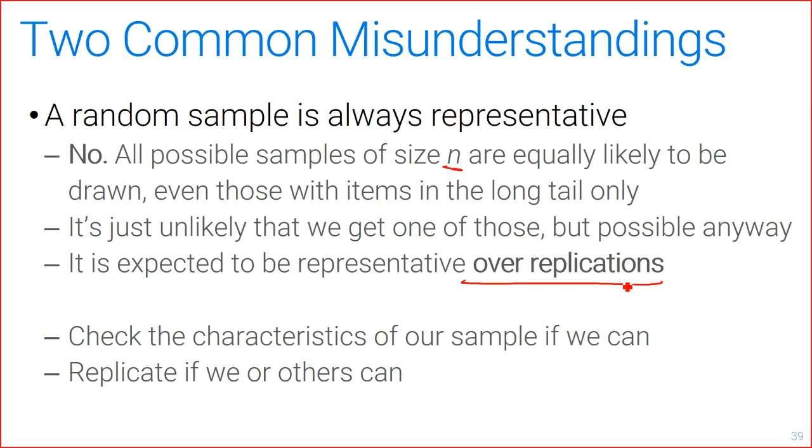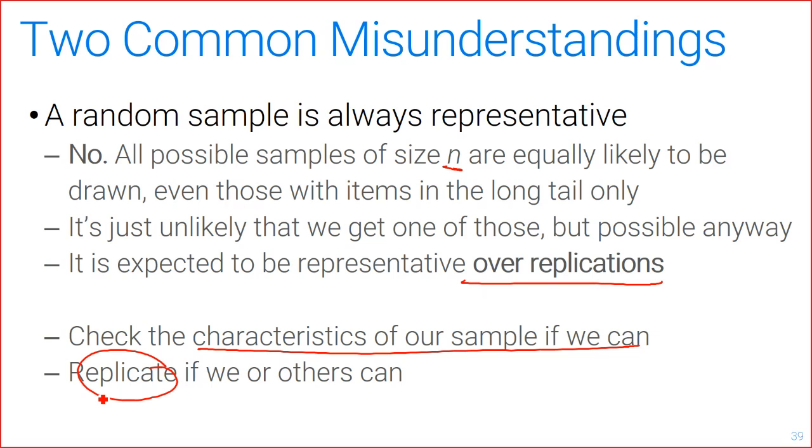And this is why we replicate studies over and over again, because every study is just one sample. There's absolutely no guarantee about that one sample being representative. So what I recommend is always check the characteristics of your sample if you can, see that there's nothing strange, and replicate your study if you or others can. Always try to replicate your study. And hey, in science, we never take something for granted unless it's replicated a number of times.